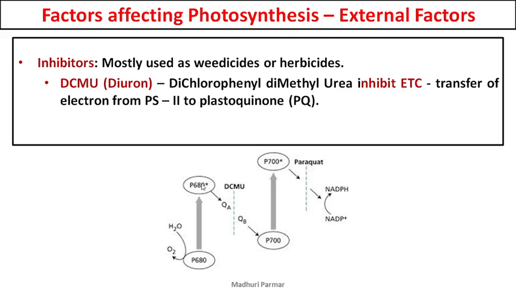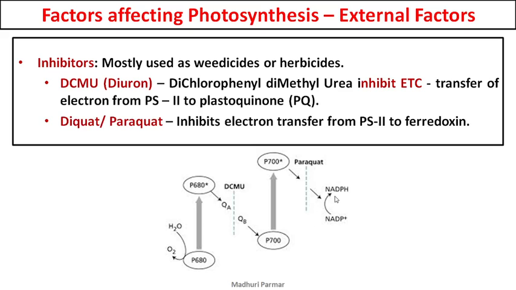Remember this electron transfer which was happening from PS2 to PS1, right? So all this electron transfer will be inhibited by this DCMU, and hence it will not allow the electron to go forward, and if that is not allowed, then NADPH will not be formed. There is also diquat or paraquat, which is another type of inhibitor which inhibits this electron transfer from photosystem 2, PS2, to NADP plus, to ferredoxin, and so this can also affect the rate of photosynthesis.